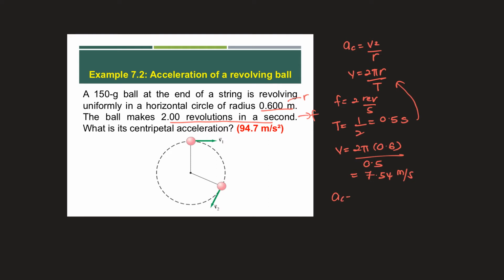Next we find the centripetal acceleration. So a_c is going to be v squared over r. So 7.54 squared divided by r, which is 0.6. You are going to get 94.7 meter per second squared. Understand? Good. Let's move on to the next one.